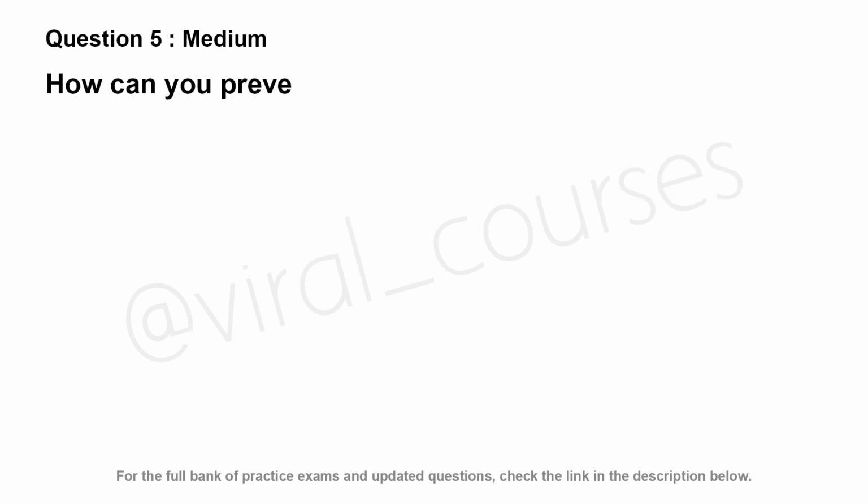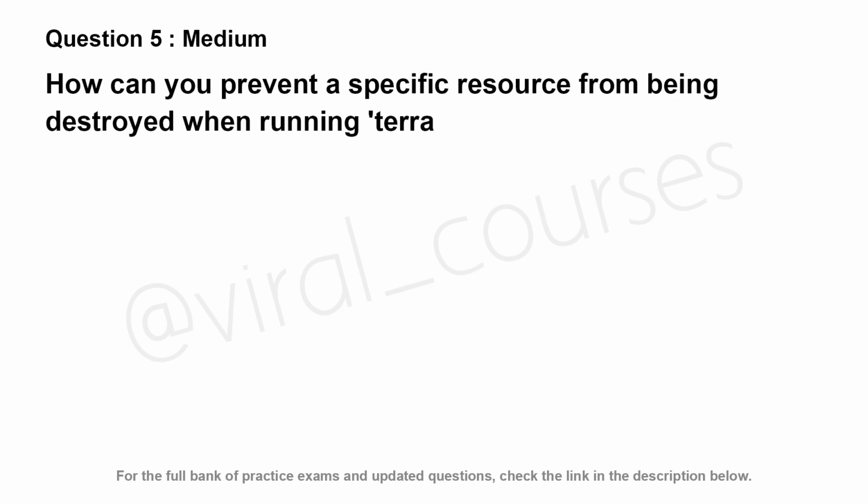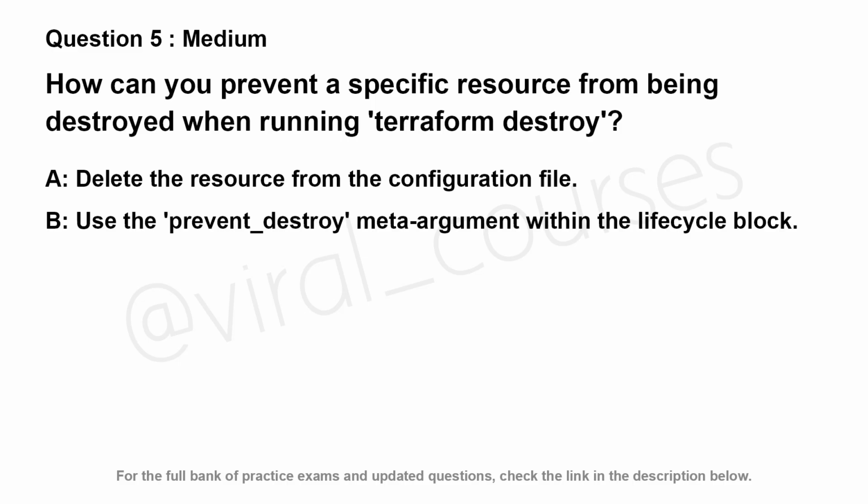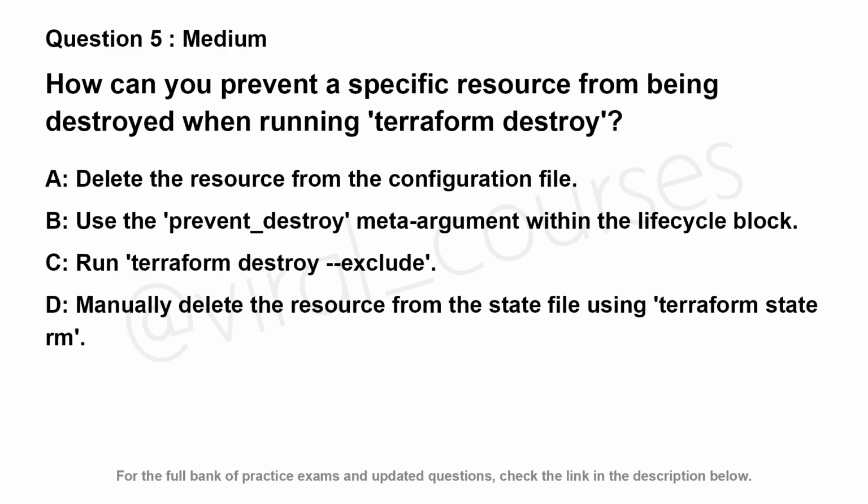How can you prevent a specific resource from being destroyed when running terraform destroy? Option A. Delete the resource from the configuration file. Option B. Use the prevent_destroy meta-argument within the lifecycle block. Option C. Run terraform destroy with an exclude flag. Option D. Manually delete the resource from the state file using terraform state rm.